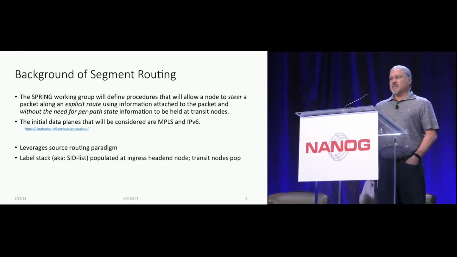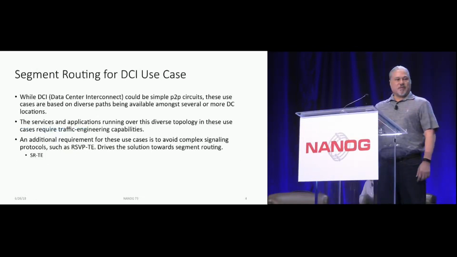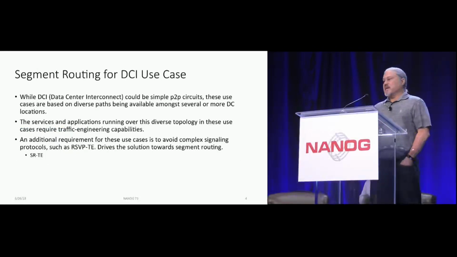So you basically build a label stack. I'm using the word label. That stack could be an IPv6 address, as it says there. It could be MPLS or IPv6 in the data plane. In this use case, we're actually using MPLS, also called a SID list, segment ID list. So that's populated at the head-end node, and then the transit nodes just pop. Pretty simple.